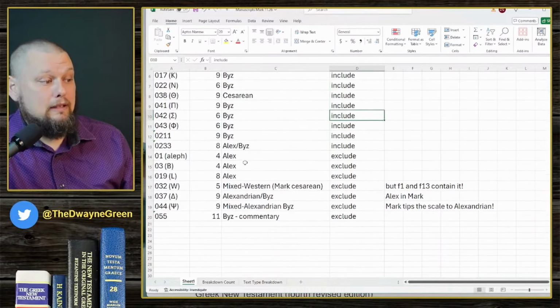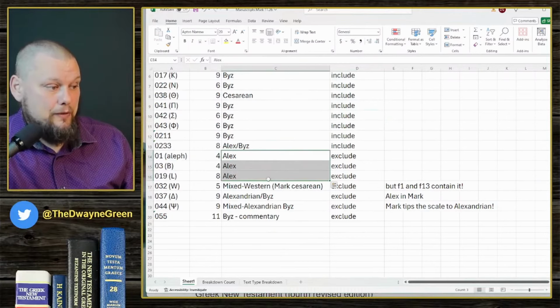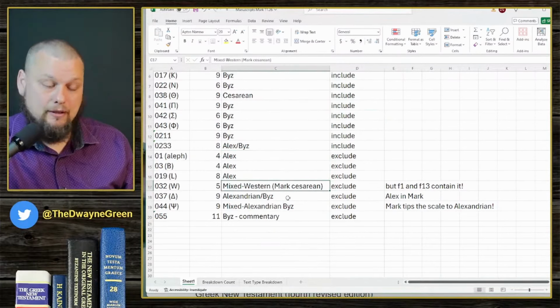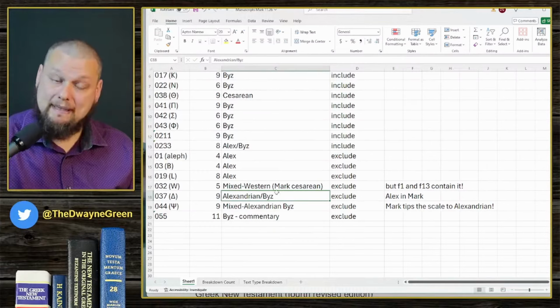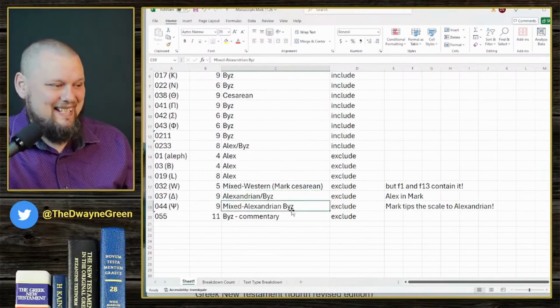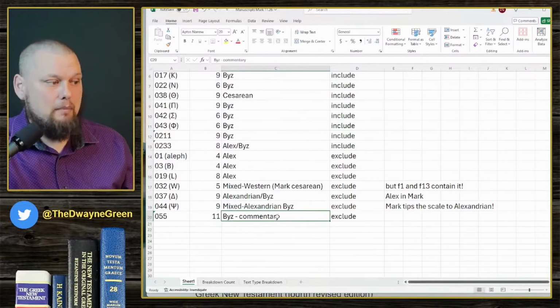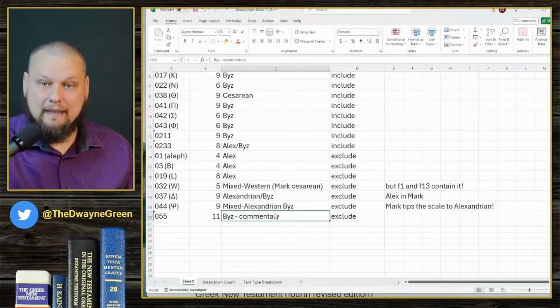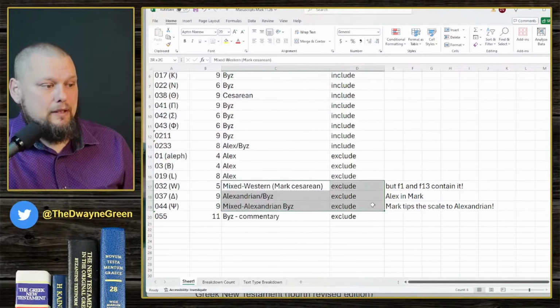Now with the exclusion of the verse, we have Alexandrian witnesses. We have one mixed Western manuscript that is considered to be Caesarean in the 5th century. We have an Alexandrian mixed with Byzantine readings, another mixed Alexandrian Byzantine, and then a Byzantine commentary manuscript all the way from the 11th century that excludes the verse. Now, I made a few notes here because they're rather interesting.